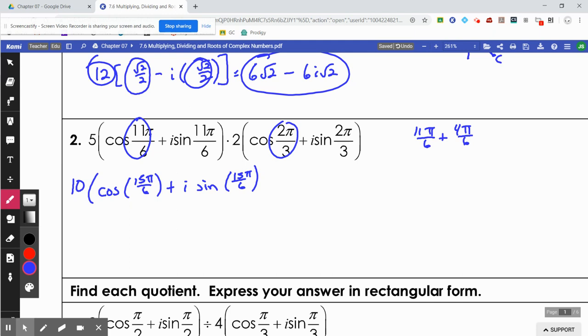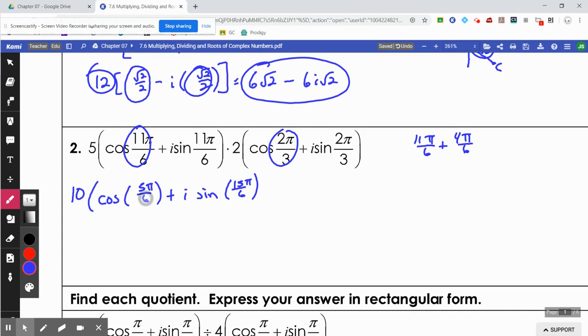Now 15 pi over 6, I should have reduced that. Divide top and bottom by, let's see, 3, and you get 5 pi over 2.